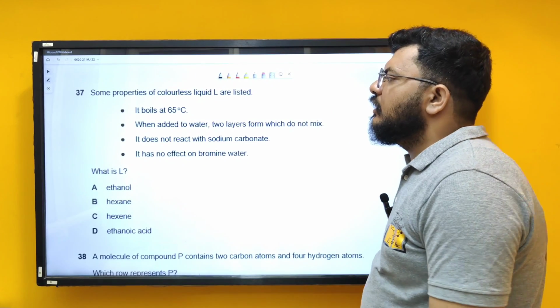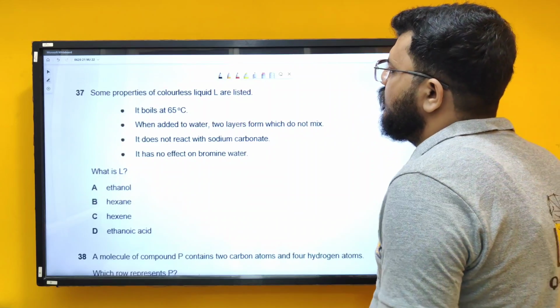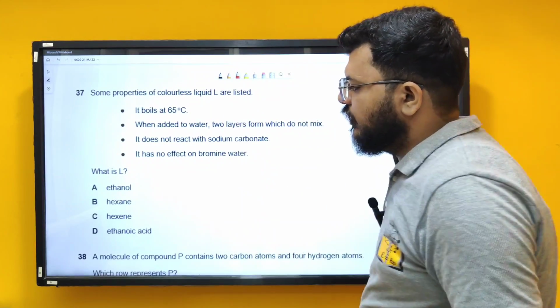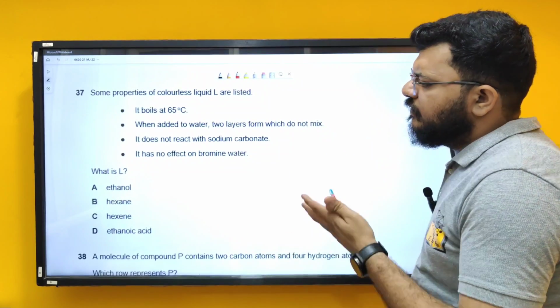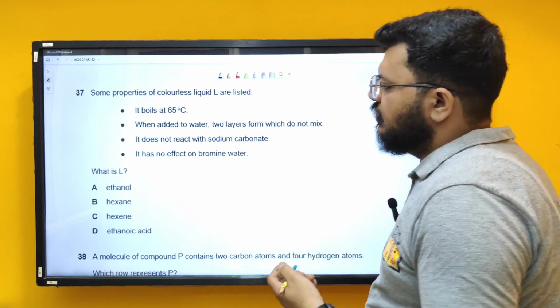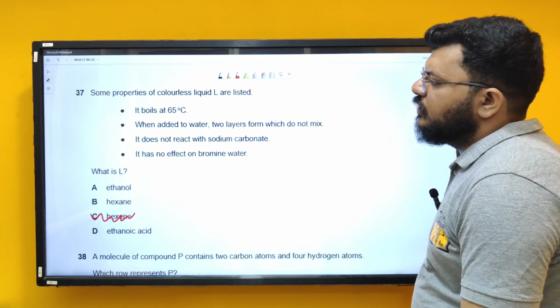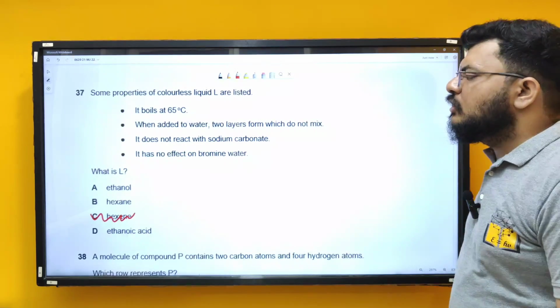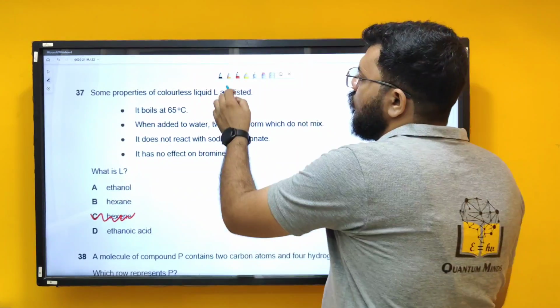Some properties of colorless liquid L are listed. It boils at 65 degrees Celsius. So it's a liquid. Okay. I believe all of them are liquid. I believe hexene may not be a liquid, but okay. Let's remove it from here. When added to water, two layers form which do not mix. So it is not soluble in water.